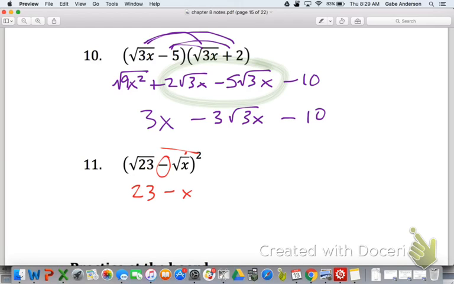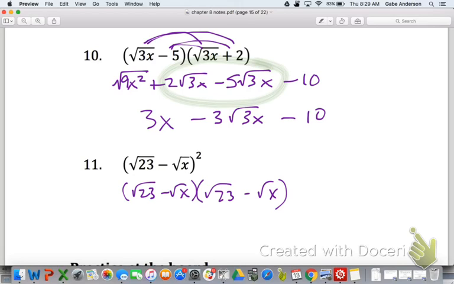So, whenever you've got a binomial being squared, the terminology that we used in the past was expand, then FOIL. So to do this correctly, we'd rewrite it as root 23 minus root x, in parentheses, times root 23 minus root x. Once you've expanded it, now it's time to FOIL. So I'm going to let you guys try that. That's pretty similar to number 10 once we get to that stage. So give it a shot.